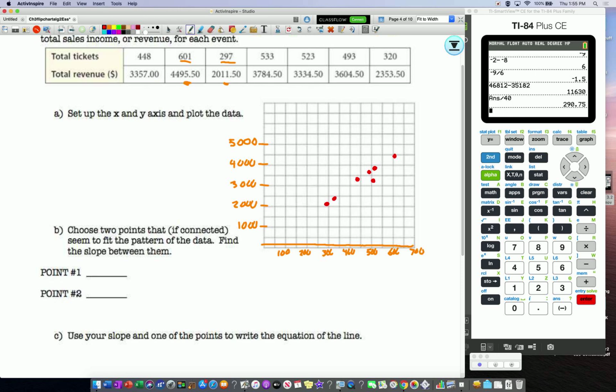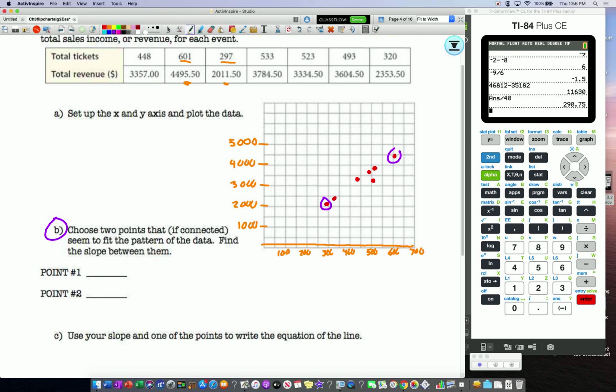So you can see that our data is pretty darn close to a straight line. It's not perfect, but it's pretty close. So what I want to do is find a line that describes the overall pattern of the data. So in part B, I have to choose 2 points that if I were to actually connect them, that describes the pattern. If it makes sense, try to choose the first and last point.